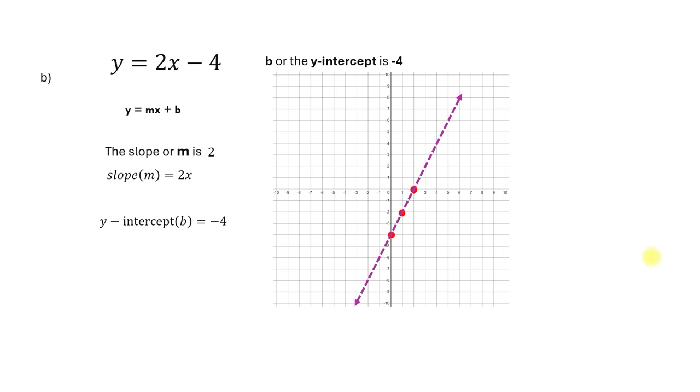It's important to understand that the slope is 2. Often students will make the mistake of saying that the slope is 2x. That is not correct to say. The slope is the number that's the coefficient of x. It's the 2. It is not 2x.